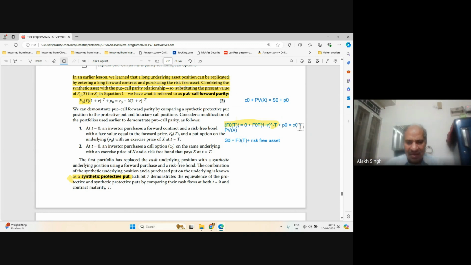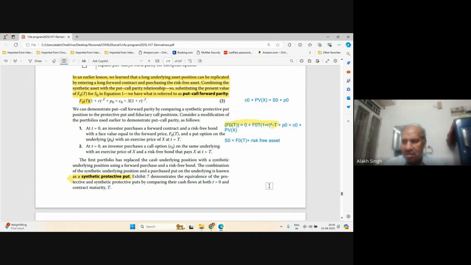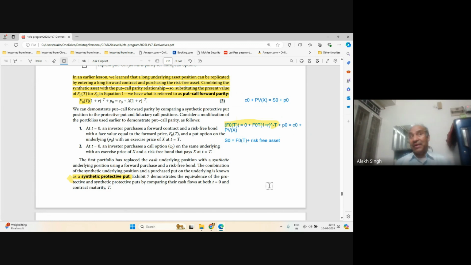Yeah, you're correct. F0T is nothing but the exercise price, right? At the time of maturity, yes, sir. It's the exercise price, but it is not certain. Even though you sign F0T, you can have loss and gain, no?